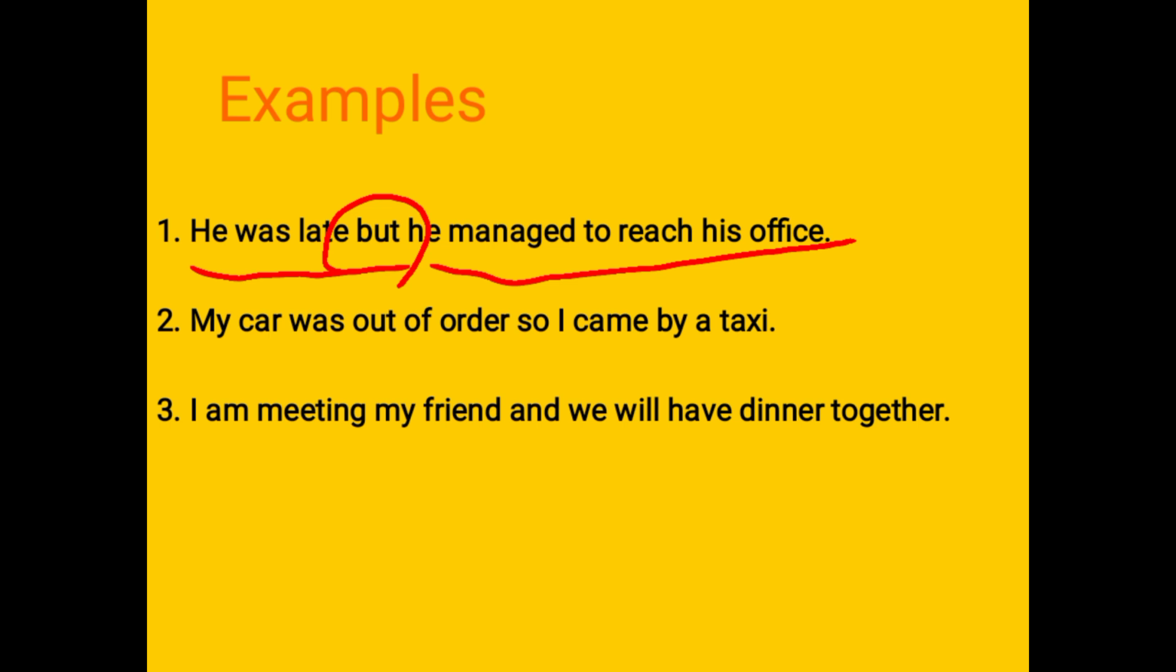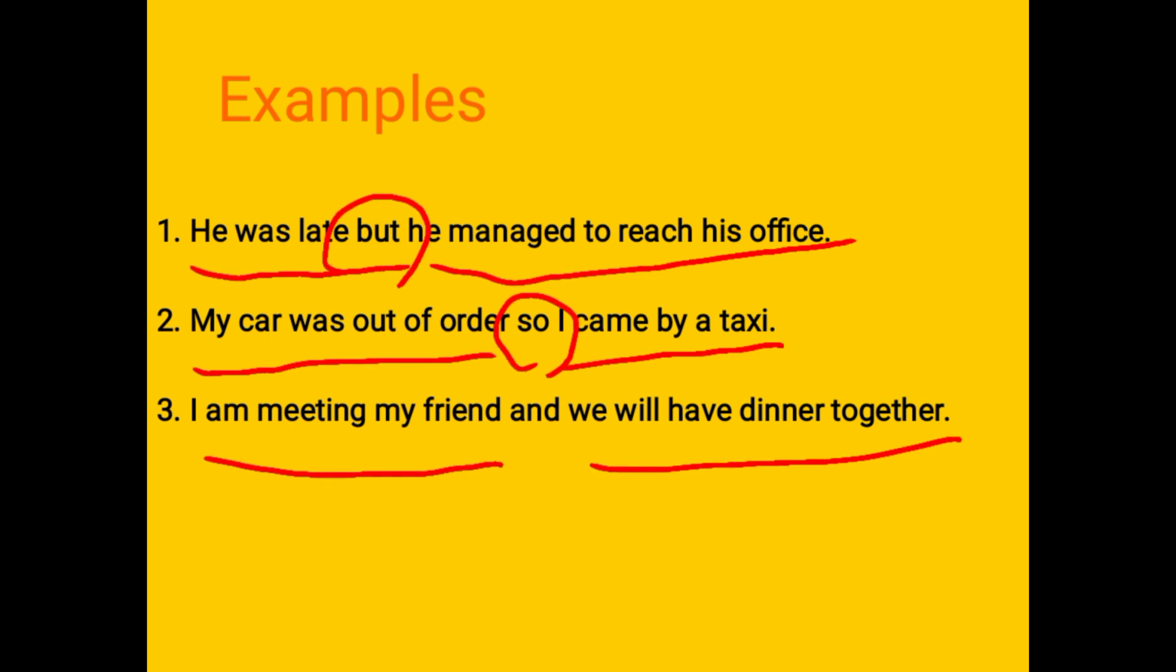The second example, my car was out of order. One clause, I came by a taxi. Another clause. And the conjunction is so. The third example, I am meeting my friend. One clause, we will have dinner together. Another clause. And we have used the conjunction and to connect the two clauses. Do remember that in a coordinate conjunction, both the clauses are equally important. All right?